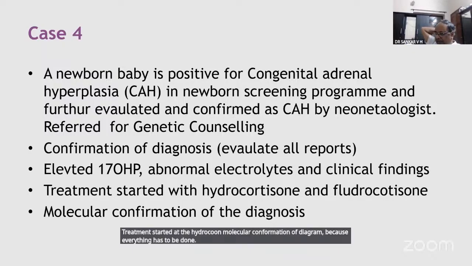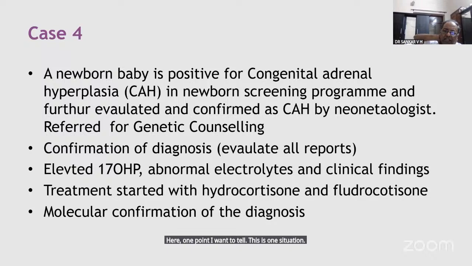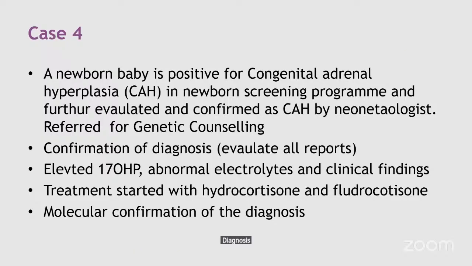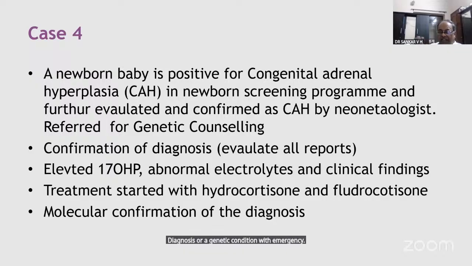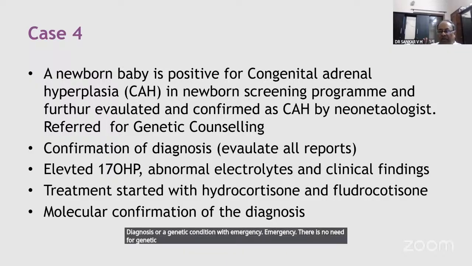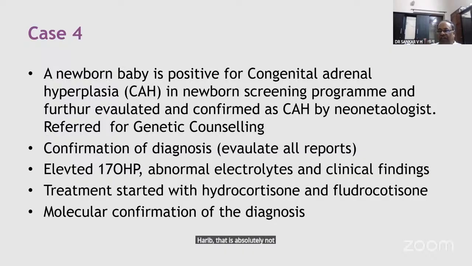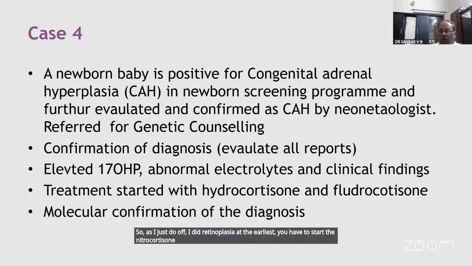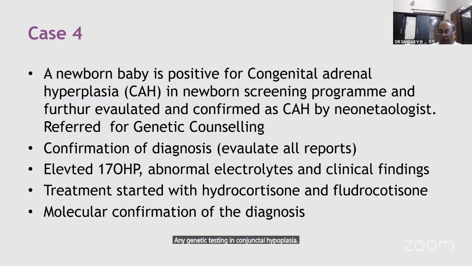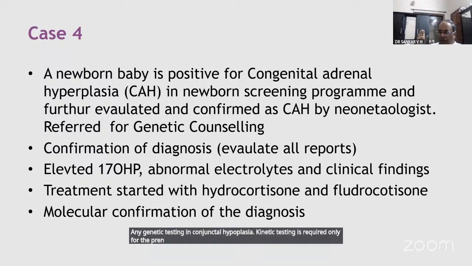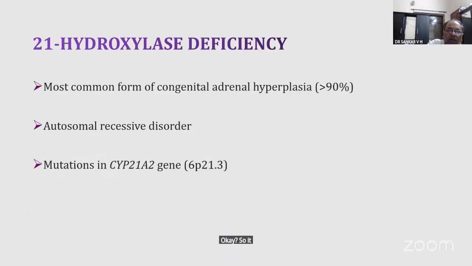Here, one point I want to tell: this is one situation where treatment is always more important than genetic testing, because it is a genetic condition with emergency. There is no need to hurry for genetic testing. If the patient is sick, in shock, suggestive of congenital adrenal hyperplasia, at the earliest you have to start the hydrocortisone and fludrocortisone. You don't have to wait for any genetic testing in congenital adrenal hyperplasia. Genetic testing is required only for the prenatal diagnosis. Okay, so it is an emergency you have to treat.